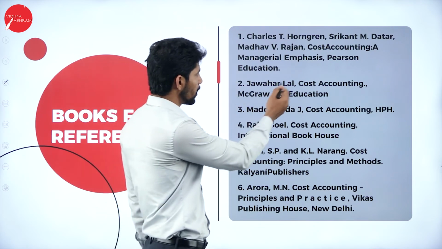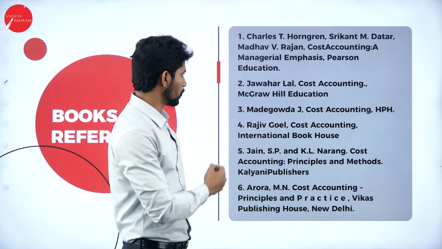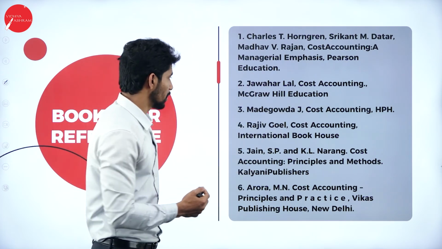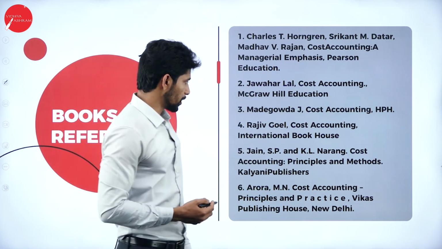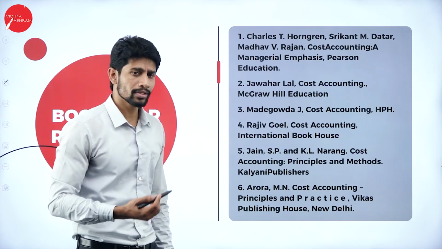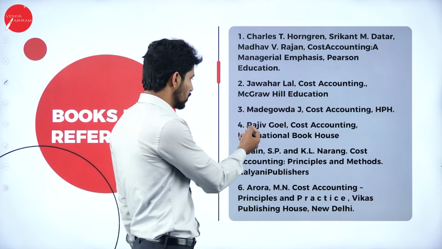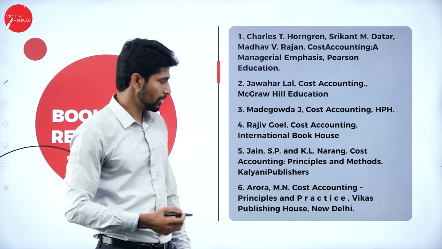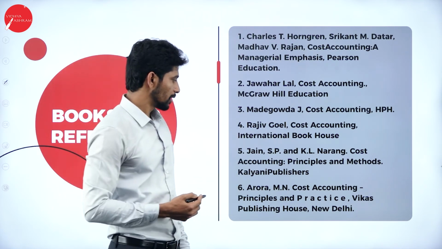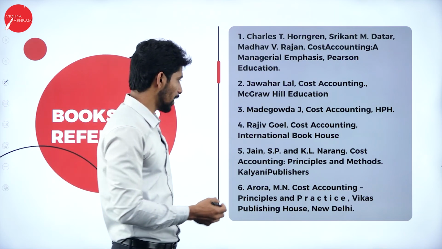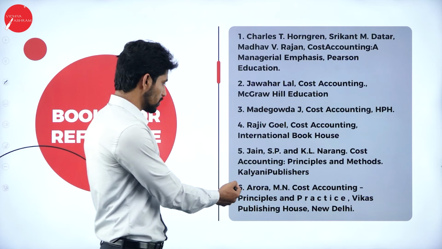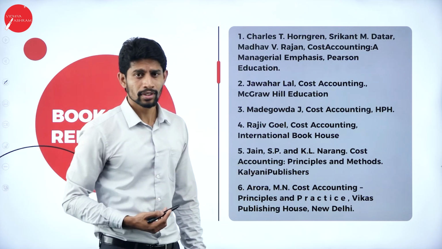Next one, Jawahar Lal. The book name is Cost Accounting and the publisher is McGraw-Hill Education. Next, the book written by Madegowda J. The book name is Cost Accounting. And the fourth one, Rajiv Goyal. The book name is Cost Accounting. And the fifth book is written by S.P. Jain and K.L. Narang. Book name is Cost Accounting. And the sixth one is M.N. Arora. The book name is Cost Accounting.